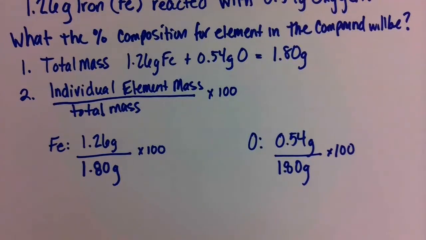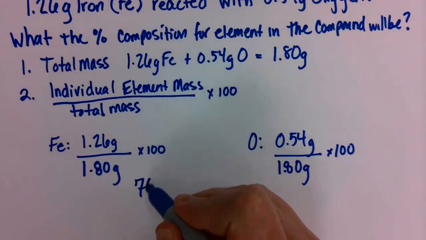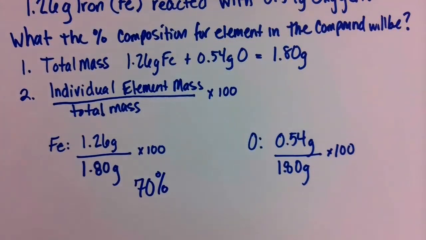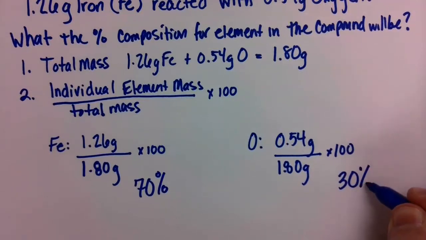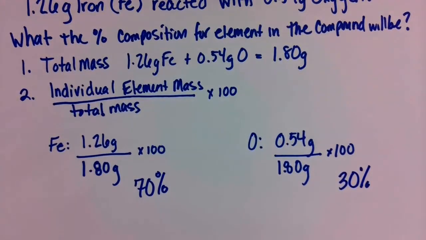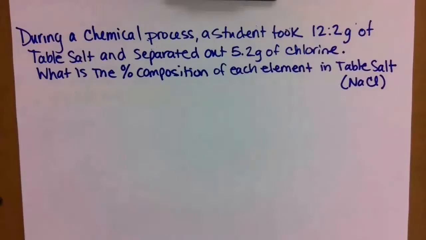When I complete these calculations, I find that iron is going to make up 70% of the compound that will be formed, and oxygen is going to make up 30% of the compound formed. So this is yet again another way for us to calculate the percent composition of a compound that is formed. Okay, in this particular problem, I have a student who, during a chemical process, took a sample size of 12.2 grams of table salt and separated out 5.2 grams of chlorine. I want to know what the percent composition of each element in table salt was based on this sample size.